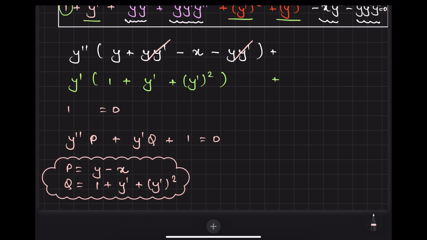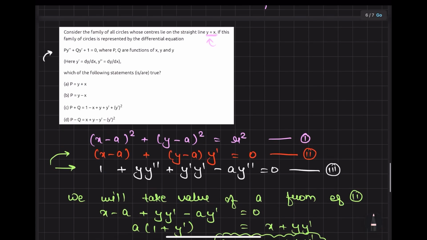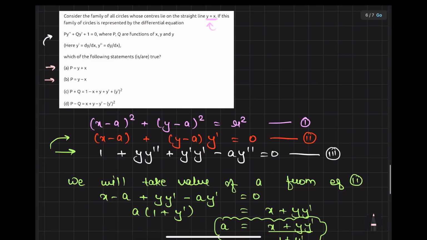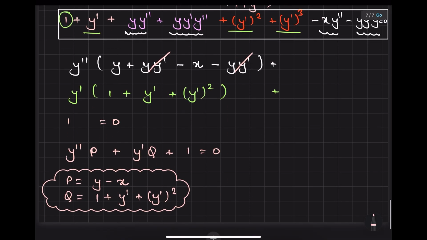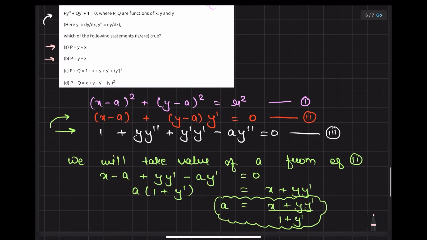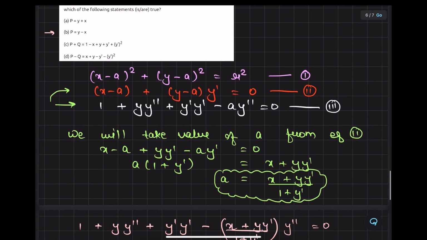Okay, now look at the options. So look at this, these guys are talking about p. So who is p? P is y minus x. So option B is correct. Correct? Option B is correct. Now p plus q, p minus q.